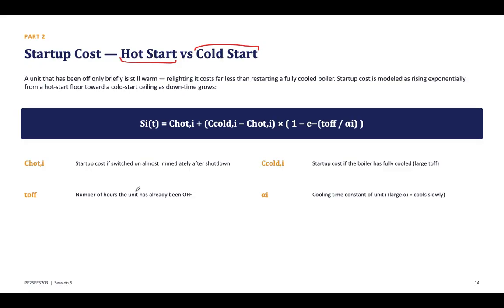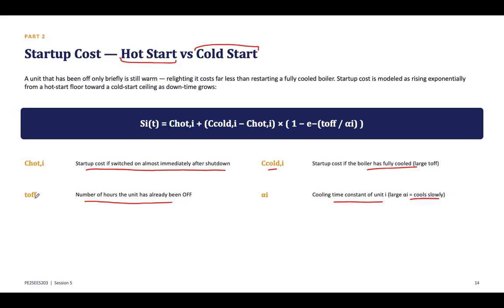See, the exponential expression here provides a smooth model of this transition. At zero off time, here you have the startup cost if switched on almost immediately after shutdown. C cold is the startup cost if the boiler is fully cooled. Then you have T off, the number of hours the unit has already been off. Alpha is the cooling time constant of the unit. A large alpha means it cools slowly, a smaller alpha means it cools quickly. So at zero off time, the exponential term is 1 and the startup cost is close to the hot start value.